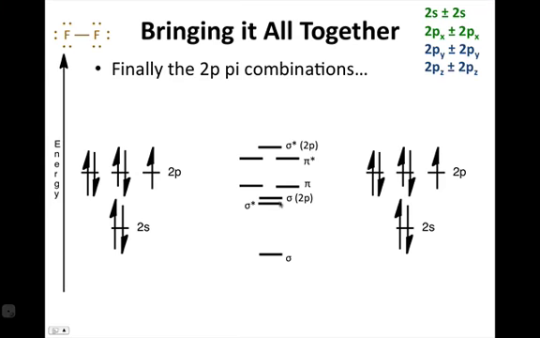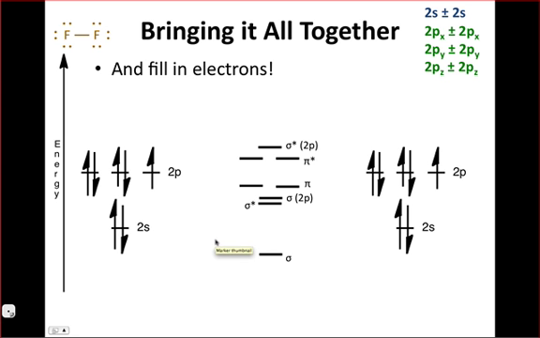Alright, so at this point, we've looked at all of the possible combinations and we've generated 8 molecular orbitals out of the 8 atomic orbitals. There's one more step, and that's simply filling in the electrons. We started with 14 electrons, and so we fill 14 electrons in the MOs. When you're filling electrons, you should keep in mind both Hund's rule and the Aufbau principle, which dictate how you should fill electrons in orbitals of any kind.